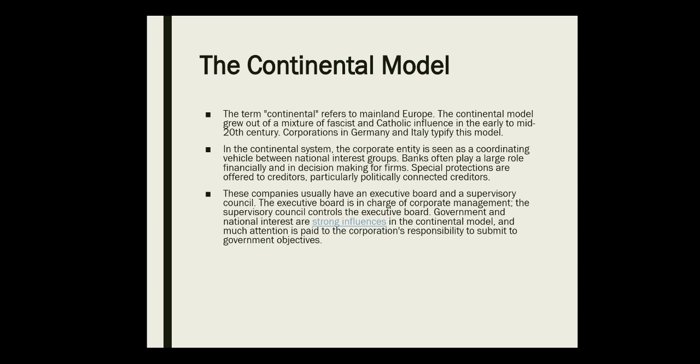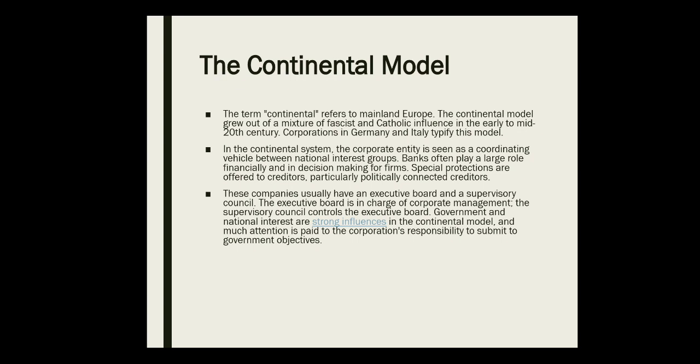In the continental system, the corporate entity is seen as a coordinating vehicle between national interest groups. Banks often play a large role financially and in decision making for firms. Special protections are offered to creditors, particularly politically connected creditors. These companies usually have an executive board and a supervisory council. The executive board is in charge of corporate management. The supervisory council controls the executive board.